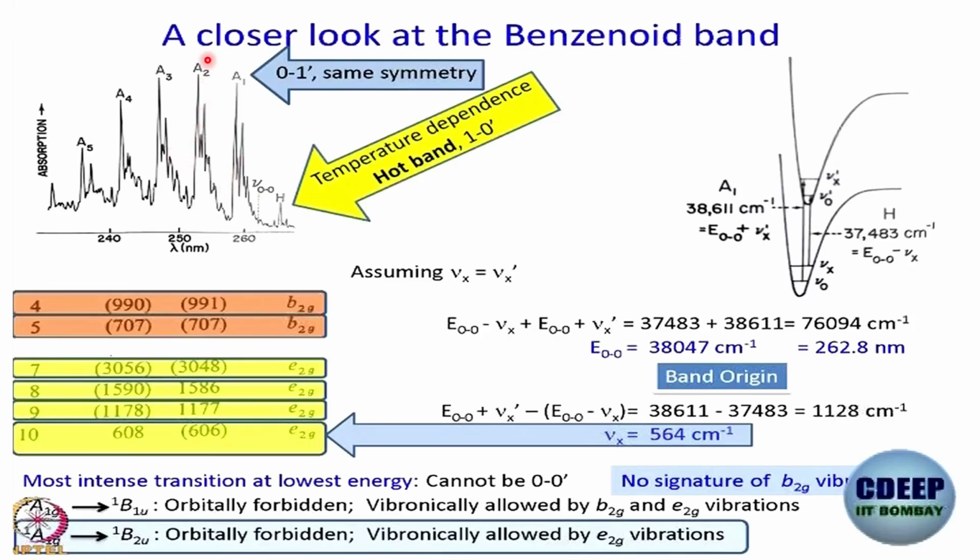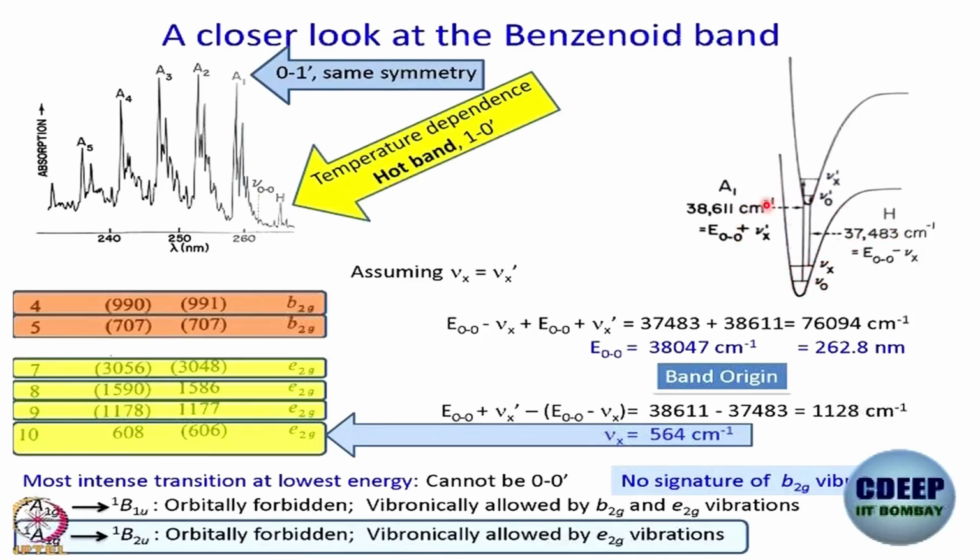And these bands: A2 is 0 to 2 dash, 0 to 3 dash. This H band is the hot band, so 1 to 0 dash. So that is your E00 minus this ground state vibrational energy.